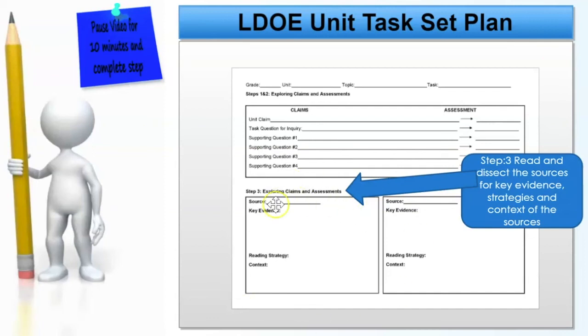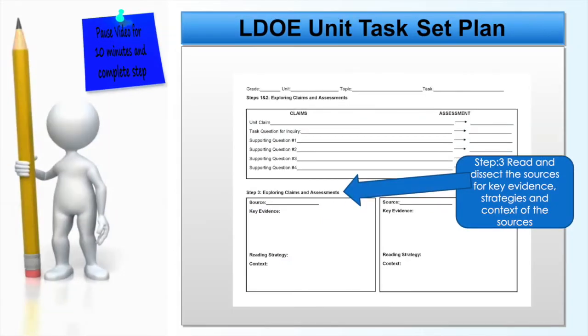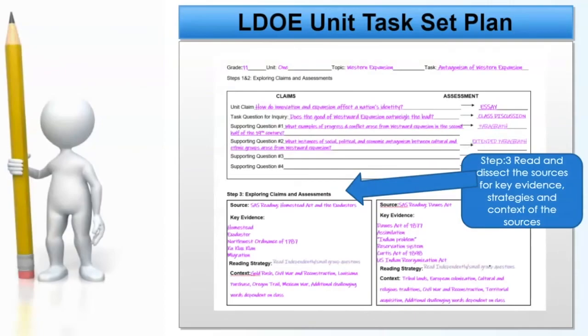As you plug in the information, you can make sure to make note of the source title, the evidence that goes along, suggested reading strategy, and the context necessary to best understand that source. This particular instructional task has a number of sources to refer to. As a cohesive title, I've put SAS reading for scope and sequence reading, and listing specifically the first one as Homestead Act and the Exodusters. The next one listed is the SAS reading for the Dawes Act.